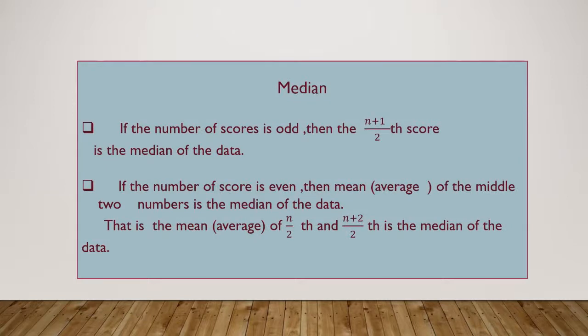Children, last year you have learned the median for ungrouped data. I am just recollecting. There are two conditions here. The first condition is, if the number of scores is odd, then the (n plus 1) by 2 score is the median of the data. Second, if the number of scores is even, then the mean of the middle two numbers is the median of the data. That is, the mean of the n by 2 and (n plus 1) by 2 scores is the median of the data.